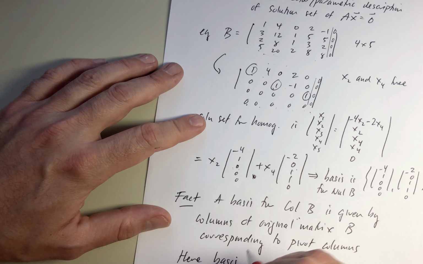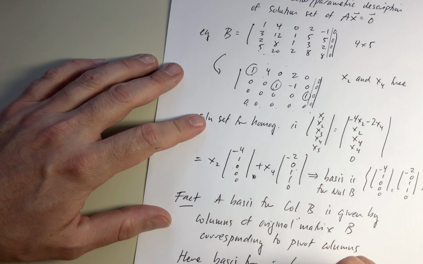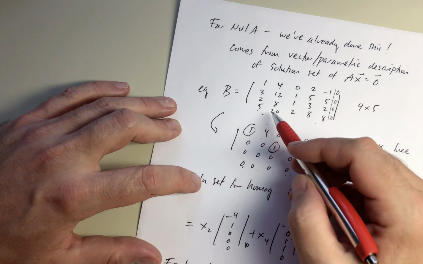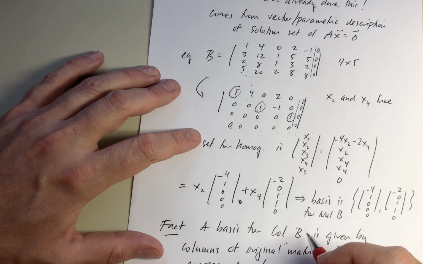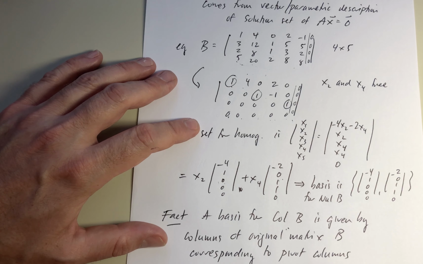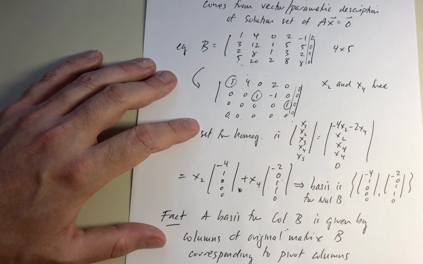So a basis for the column space of B is given by, let's see, where are my pivots? 1, 3, and 5. So I'll take the first column, which is 1, 3, 2, 5, comma, third column, 0, 1, 1, 2, comma, fifth column, which is minus 1, 5, 2, 8.